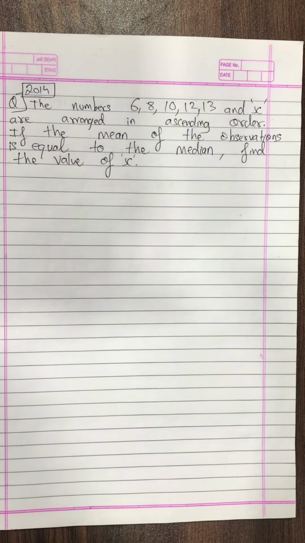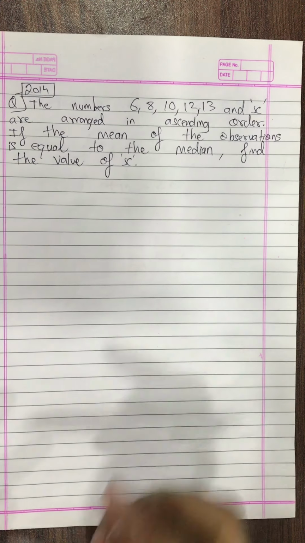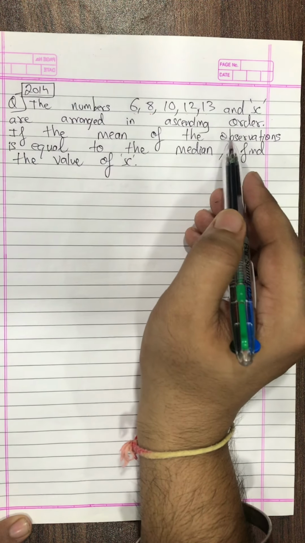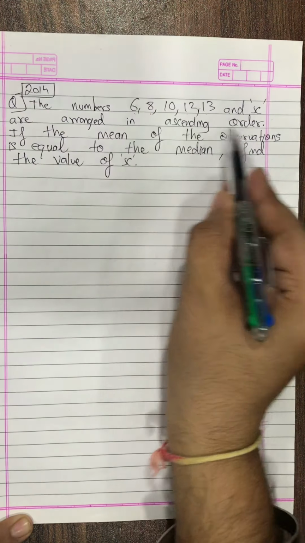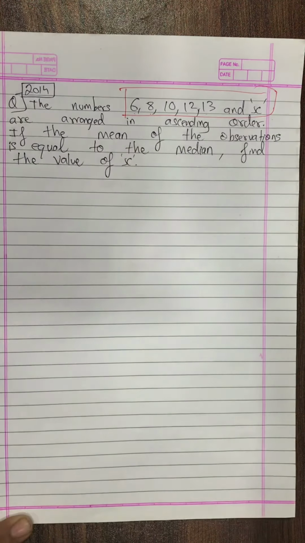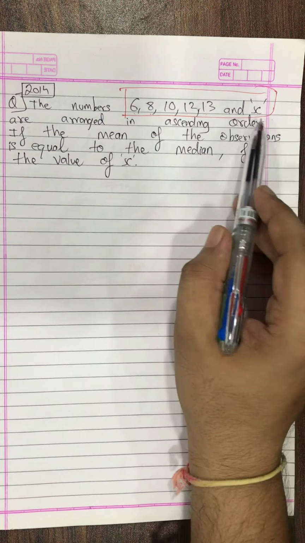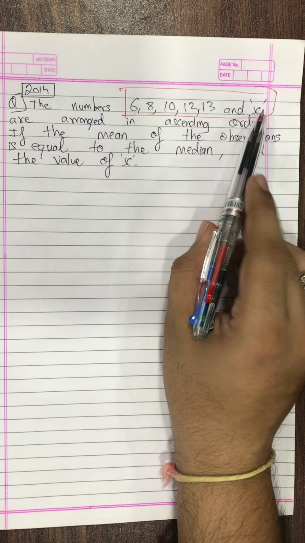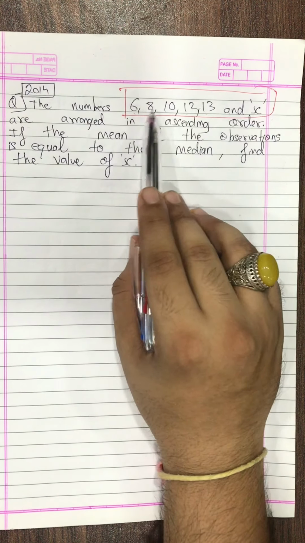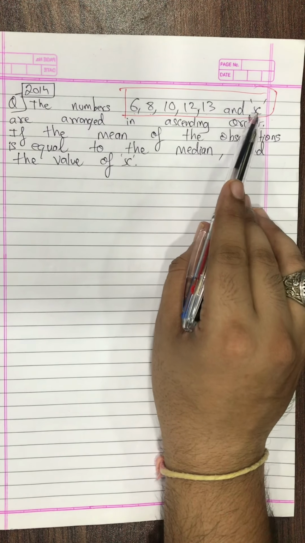Okay students, now the last question of this lecture, asked in 2014, please pay attention. The numbers 6, 8, 10, 12, 13 and x are already arranged in ascending order. Why are they telling you that they are arranged in ascending order? Because here there is one more number x. So don't be in doubt that x will be greater than any of the numbers. No, they are saying that these are arranged in ascending order. So x is the greatest number.